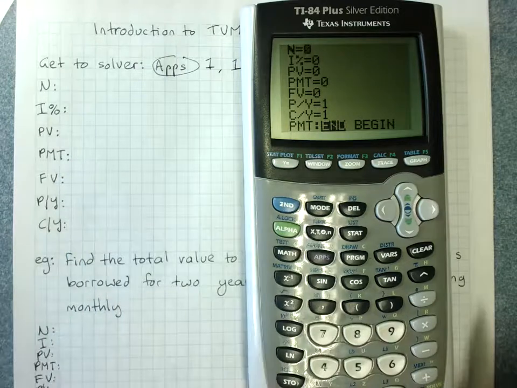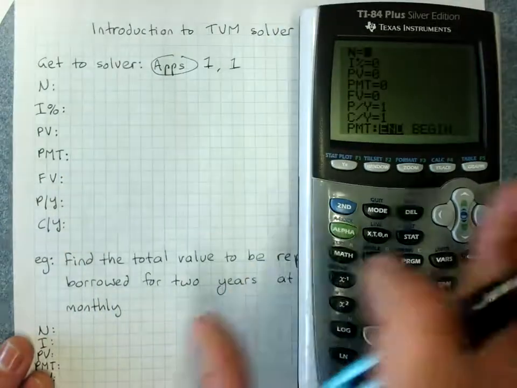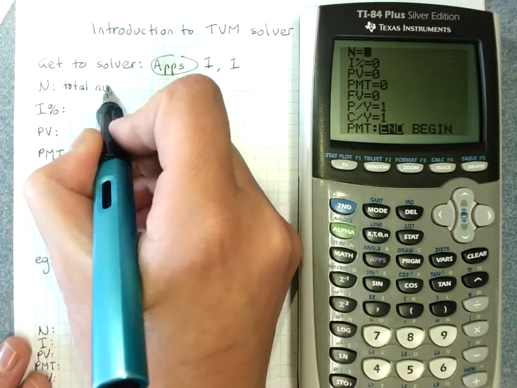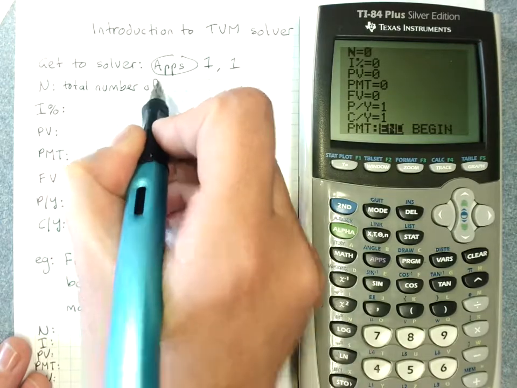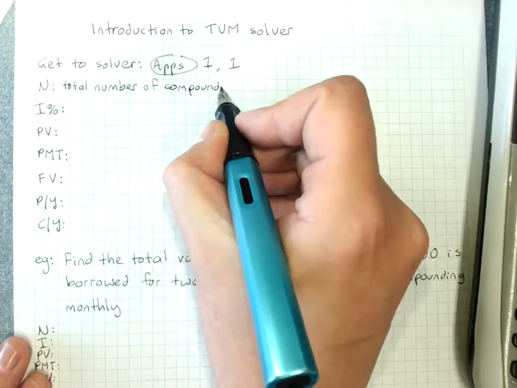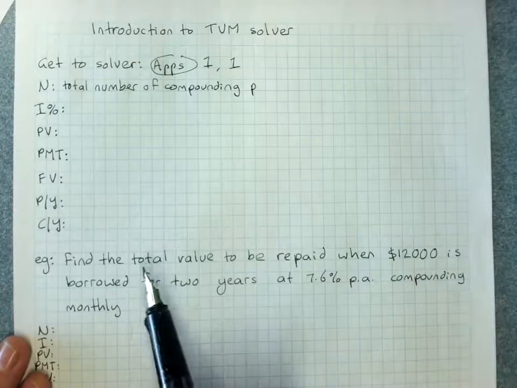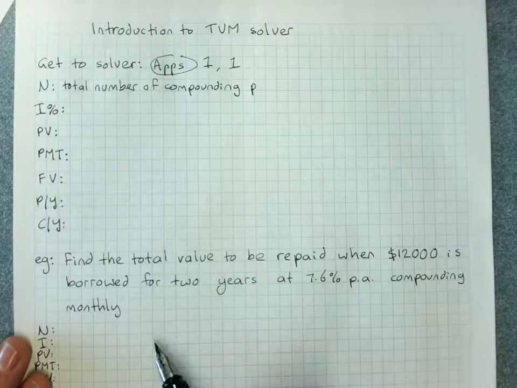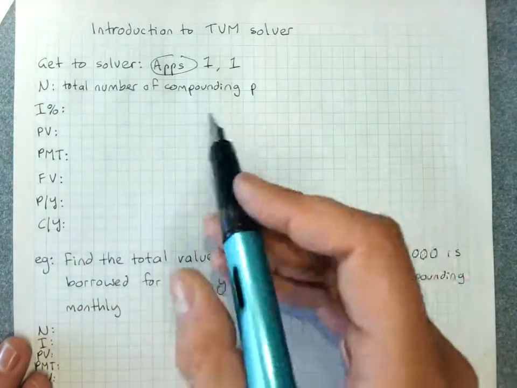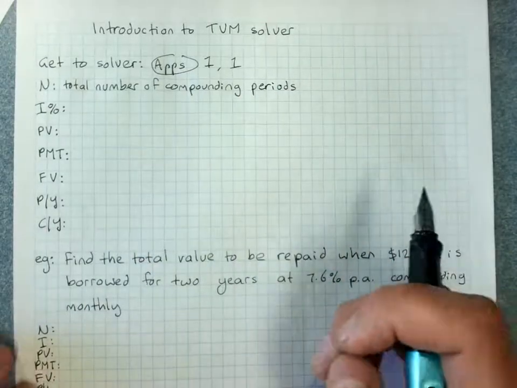And we'll go through what each of these means and what we need to enter in. So, N is the total number of compounding periods. So if, for example, let's look at this example. Borrowed for 2 years, compounding monthly, that would be 2 lots of 12, which is 24, the total number of compounding periods in the loan, or in the part of the loan that we're looking at.